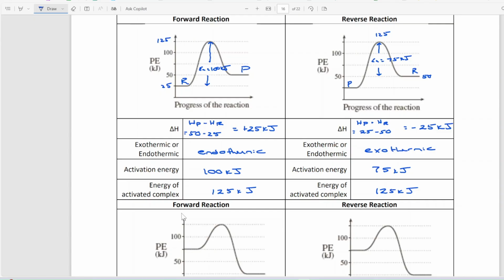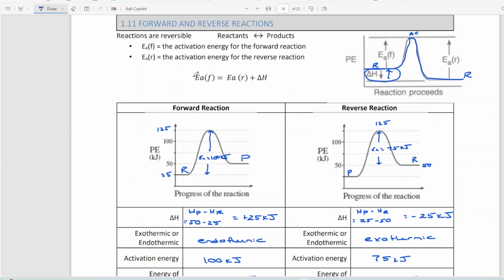So the biggest changes are: the delta H remains the same from an absolute value standpoint, but in the forward reaction it'll be positive, and in the reverse reaction it'll be negative. So one of my reactions is endothermic, one of my reactions is exothermic, and my activation energy changes, but the energy of my activated complex doesn't change at all. So there's things that change and there's things that don't change.